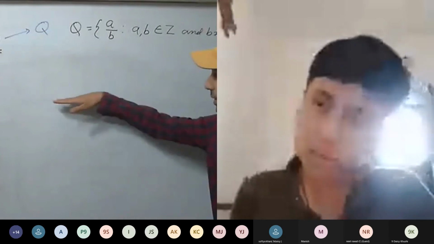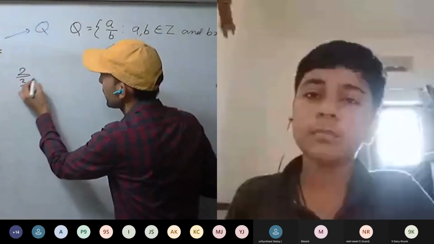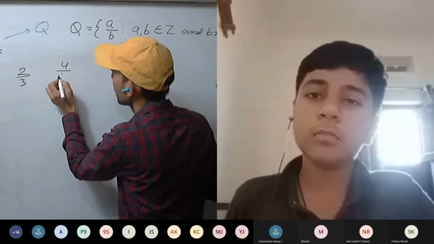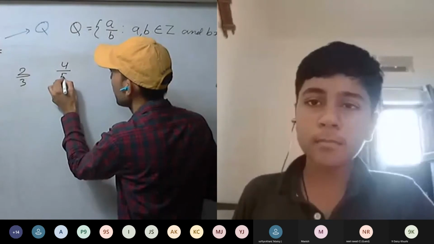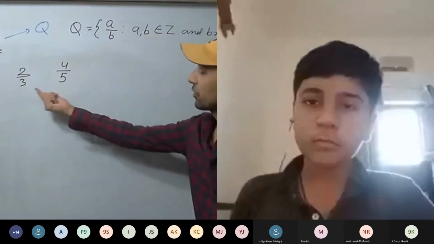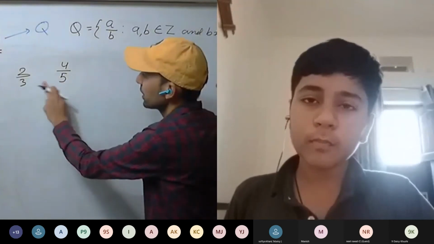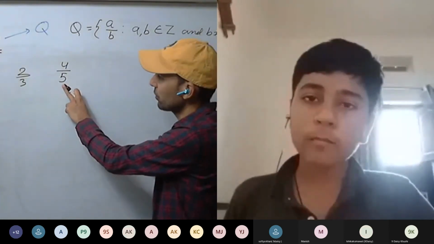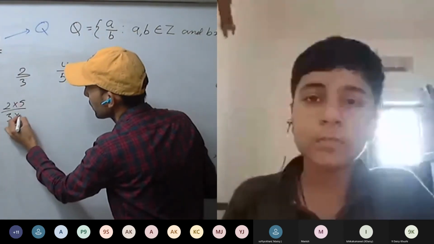For example, 2 by 3 and 4 by 5. If we have to compare which is bigger and which is smaller, what will we do? First, we'll make the denominator the same, that is, we'll take the LCM. So what will be the LCM? 15. So we multiply by 5 and by 3.